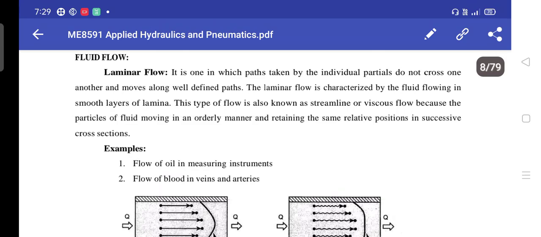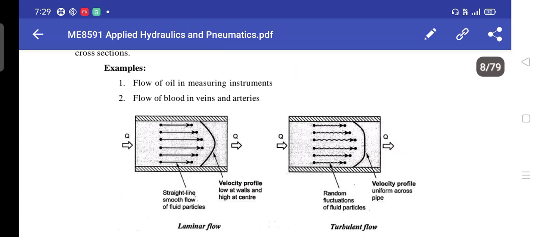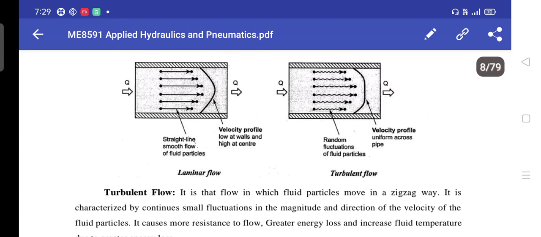This type of flow is also known as streamline or viscous flow because the particles of fluid move in an orderly manner, retaining the same relative position in successive cross sections. Examples: flow of oil in measuring instruments, flow of blood in veins and arteries. This is a diagram. So, in laminar flow, the flow is in a straight line.